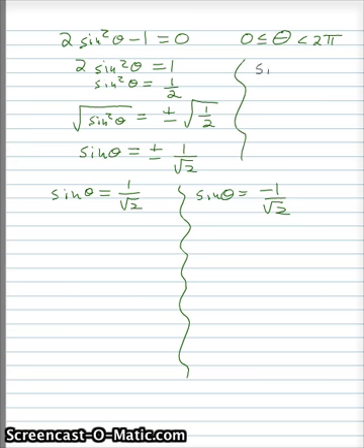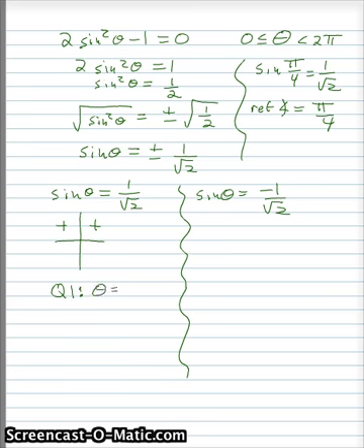What's our reference angle? Well, sine of pi over 4, 45 degrees, is 1 over root 2. So that's our reference angle. That's our quadrant 1 reference angle. And then we have to ask ourselves, in each case, where is sine positive and where is sine negative? Sine's the y values. Y values are positive in quadrant 1 and quadrant 2. So my quadrant 1 angle is just the reference angle. That's just pi over 4. No worries there. Quadrant 2, we are pi over 4 short of pi.